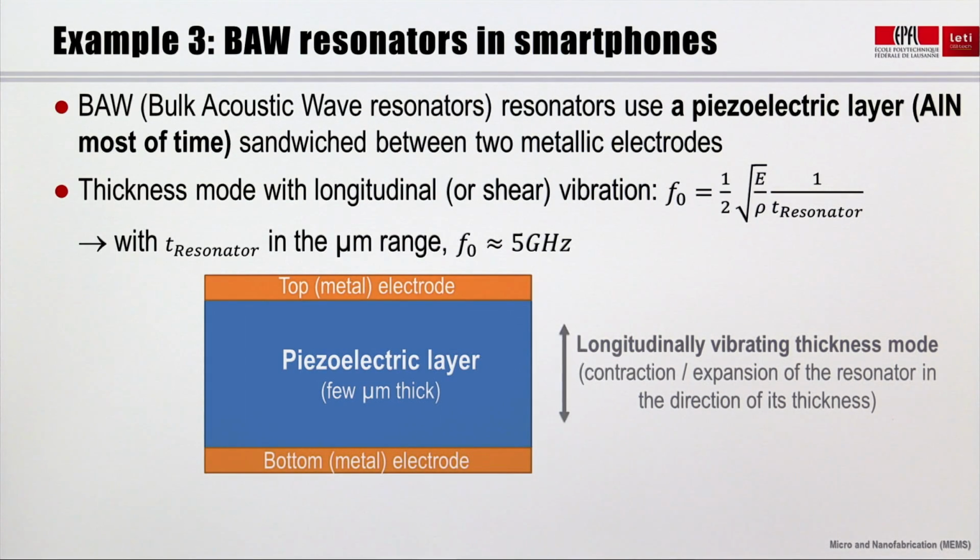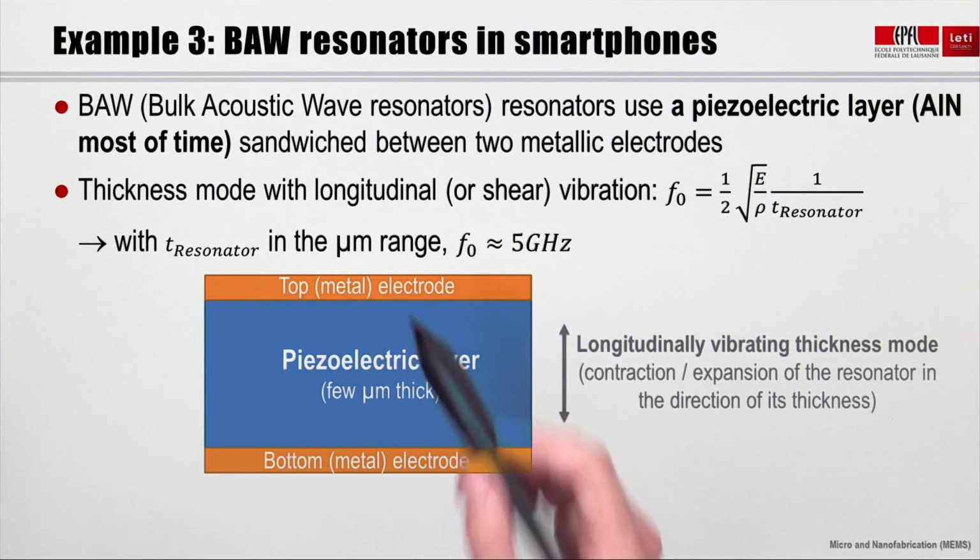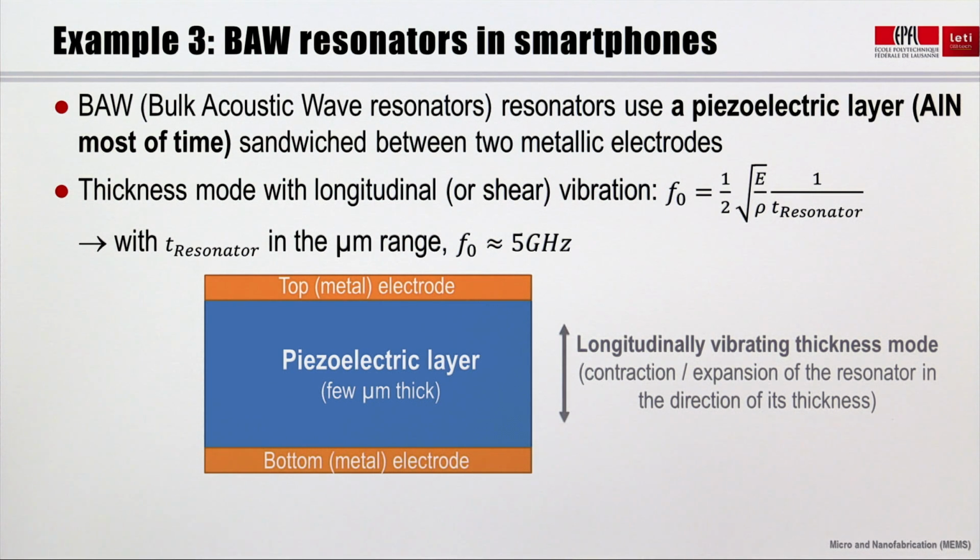Let's move to example 3, BAW resonators in smartphones. As I said, BAW stands for bulk acoustic wave resonators. The resonance frequency is generally in the range of the gigahertz. In terms of structure, BAW use a piezoelectric layer made of aluminum nitride most of the time, sandwiched between a bottom and a top electrode, usually made of molybdenum. In terms of resonance mode, a thickness mode, either with longitudinal or shear vibration, is operated.